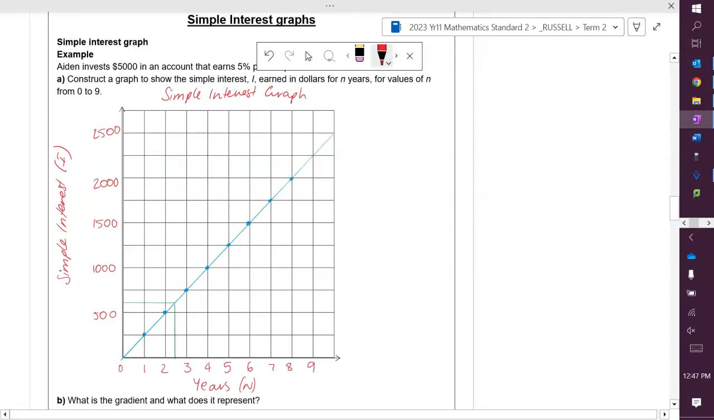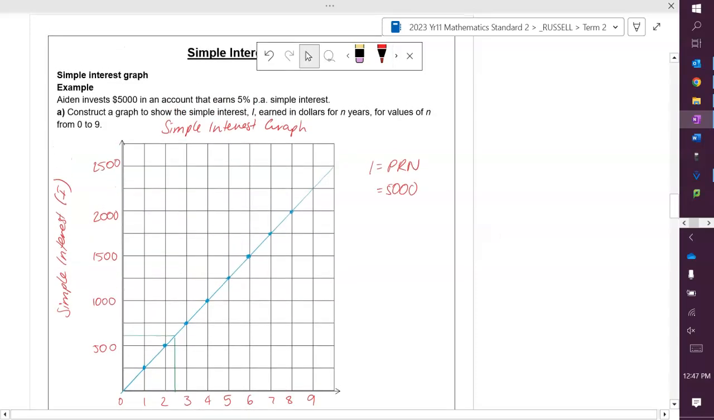So we can see down the bottom here we have years from 0 to 9, and up on our y-axis we have the simple interest that is calculated. So if we know this is our formula, I equals PRN, if we take what is given to us in the question, so $5,000 is invested at 5%, which is 0.05, and it's for a certain number of years. I don't know that. That tells us that 5,000 times 0.05 is 250 multiplied by how many years there are.